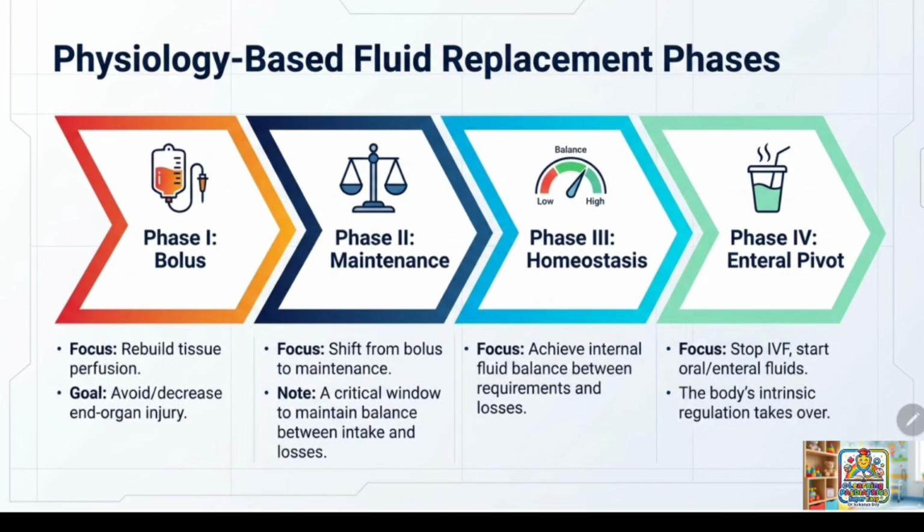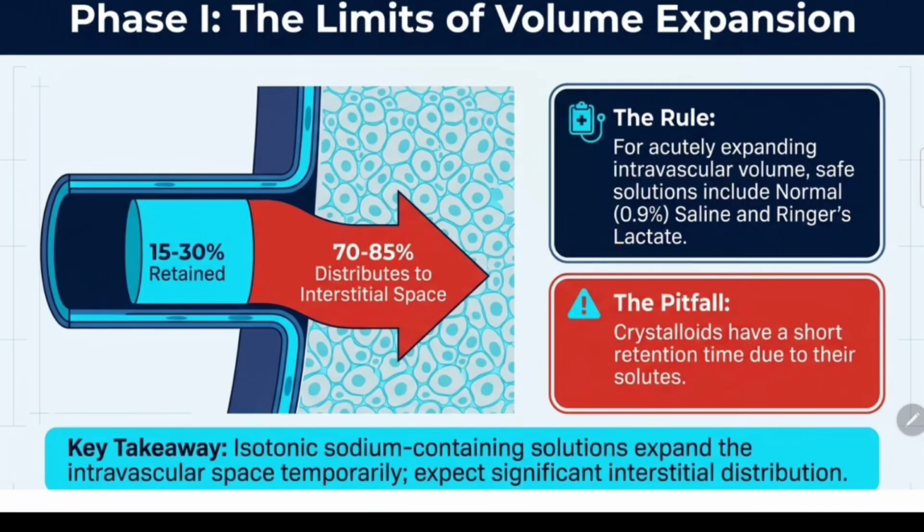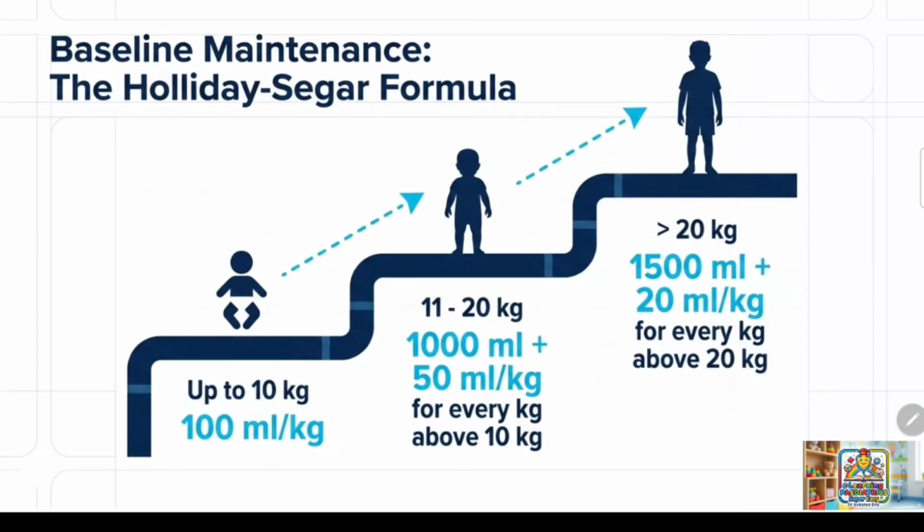In the bolus phase, Phase 1, the role is acutely expanding intravascular volume. Safe solutions include normal saline, 0.9% saline, and Ringer lactate. The pitfall is that crystalloids have a short retention time due to their solute. 15 to 30% is retained in the intravascular space and 70 to 80% goes into the interstitial space. Key takeaway: isotonic sodium-containing solutions expand the intravascular space temporarily. Expect significant interstitial distribution.